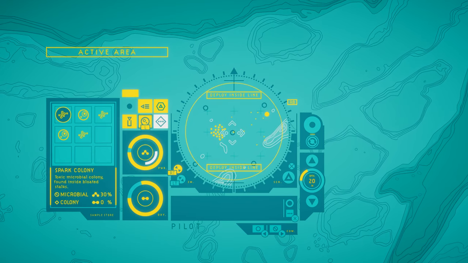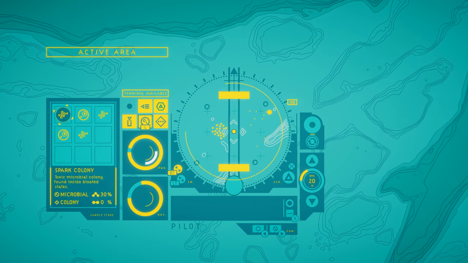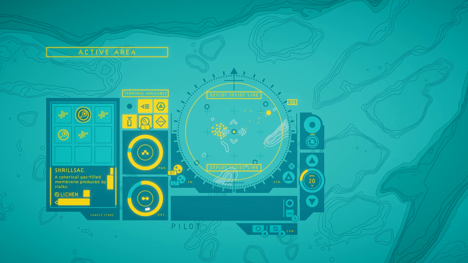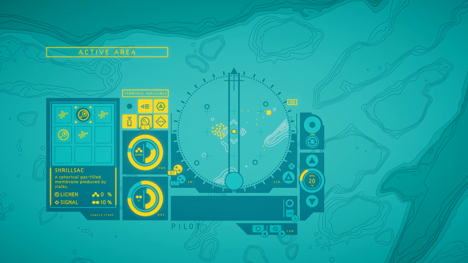So, is this stuff good for oxygen? Spark colonies are not good for oxygen, they're good for power. Shrill sacks, a little bit of oxygen. Okay.